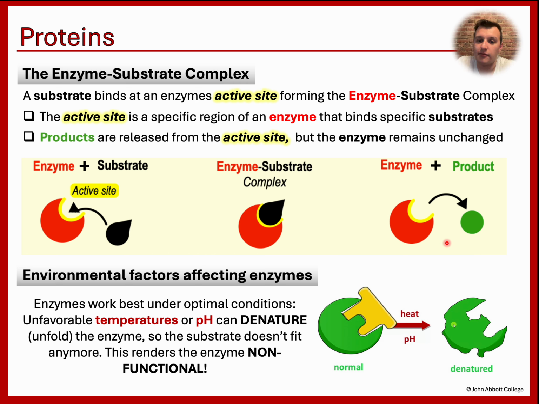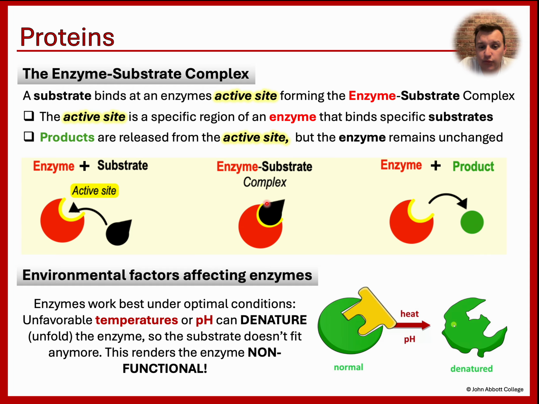The enzyme substrate complex. So a substrate, right? This little substrate here will bind to an enzyme, the red enzyme, at the active site, we call it. And it'll form what we call the enzyme substrate complex. They're complexed together, the enzyme and the substrate. And the active site, right? This is the little active site over here, is a specific region of the enzyme that binds a specific substrate, right? This little teardrop fits nicely just because the active site is round like this. If it was square, it wouldn't fit, right?